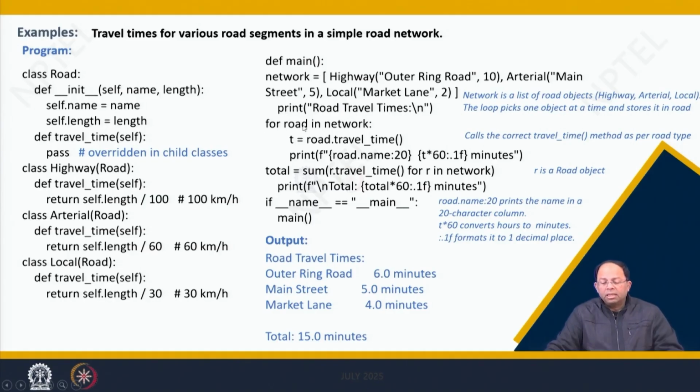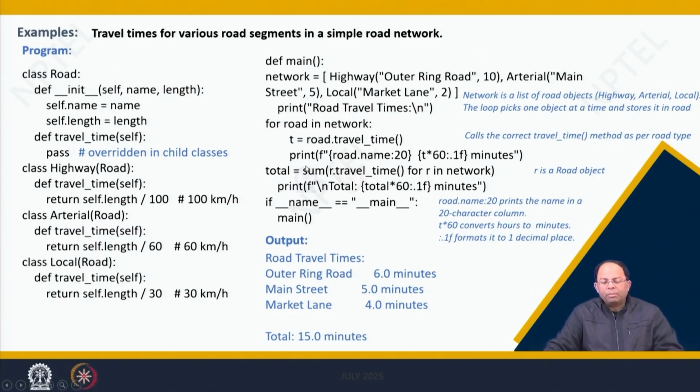So road is an object, and we are running the travel time function of that road and storing the result in this t variable. Then we are printing the road name, of course, and we are giving a 20 character size, so that's why this 20 is given. Then t multiplied by 60 basically converts hours to minutes, because initially we are getting it in hours over here, and then .1f formats it to 1 decimal place. So that's the syntax.